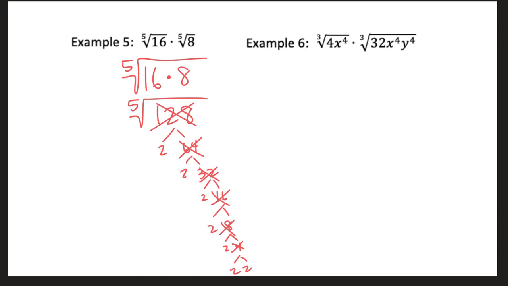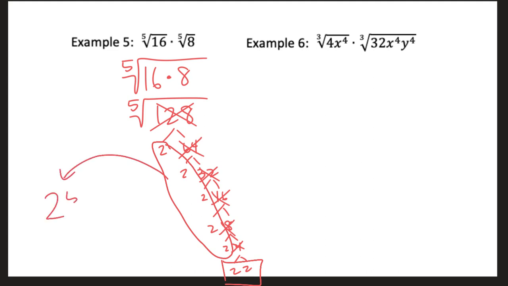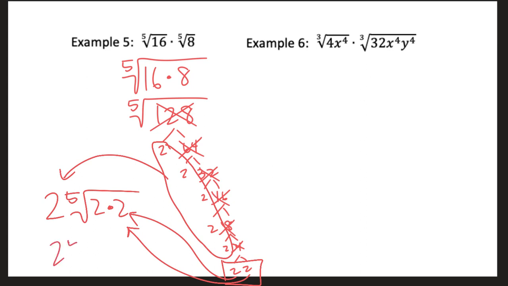So I need 5 to make a group. So 1, 2, 3, 4, 5 2s. So we have 5 2s in a group, and we had 2 leftover 2s. So I had 1 group of 2s that came out front, and each of these leftovers is going to go underneath. And I'm going to multiply them when they are underneath. So really, it is a 4 underneath.